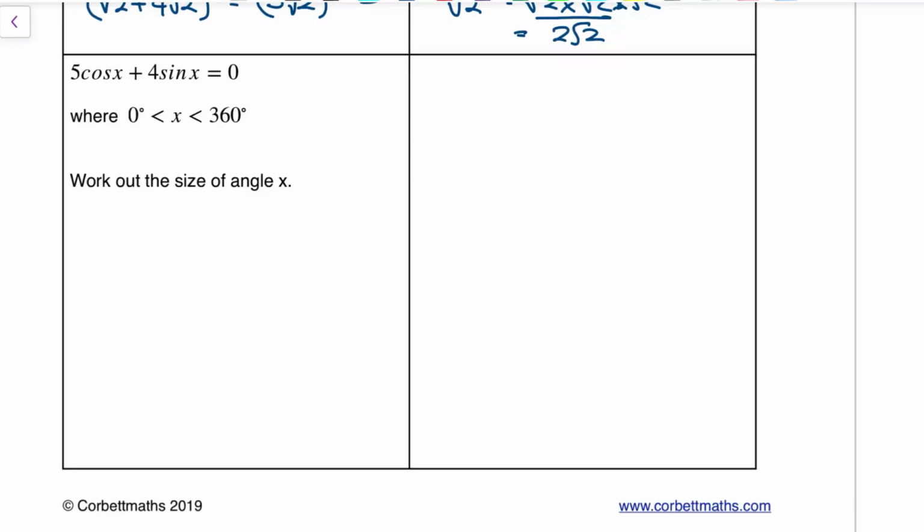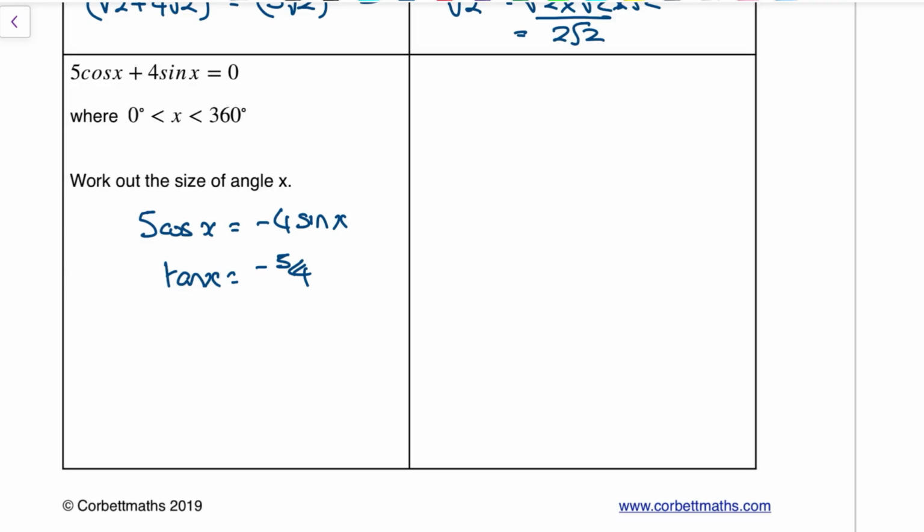Looks like a fairly straightforward trigonometric question. I've got a sine and a cos, so the only way I can resolve this is to turn them into tan and rearrange to the other side. So let's do that first. Let's write down what I've got. 5 cos x equals minus 4 sine x. Then I'm going to divide both sides by cos x and minus 4, and that tells me that tan x is equal to minus 5 over 4.